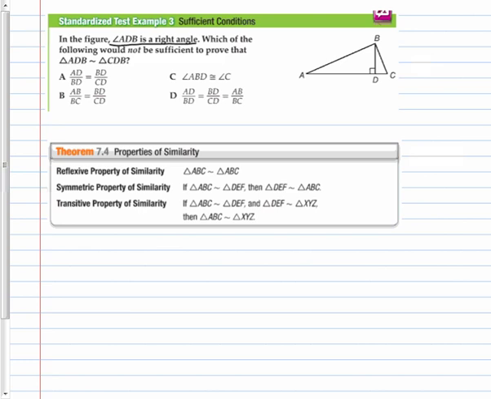In the figure, angle ADB is a right angle. So sure enough, which of the following would not be sufficient to prove that these two triangles are similar? ADB, that's the one on the left, and CDB, this little one on the right. So if we look at part A, they are giving us two proportional sides, AD, BD. AD, that's this one right here. BD, that's this one right over there.